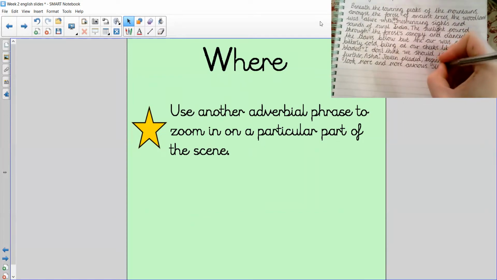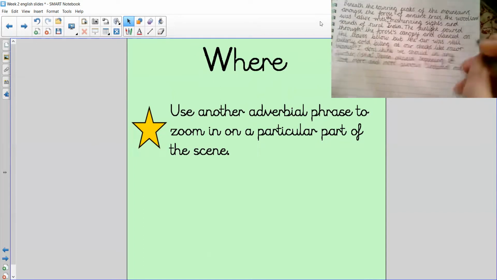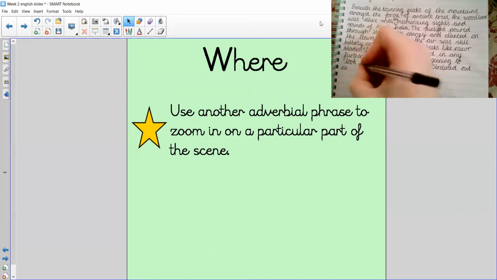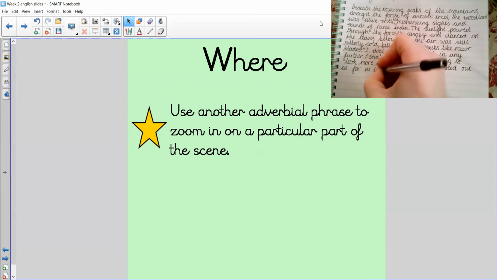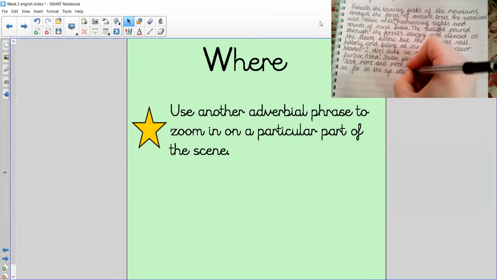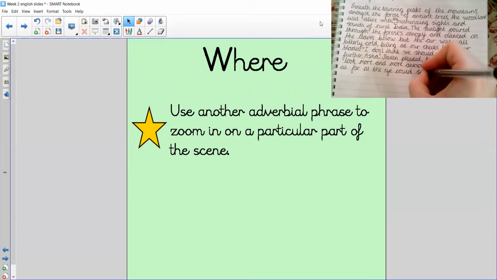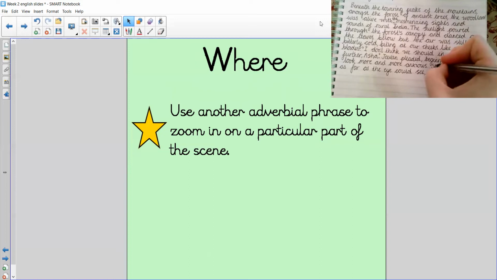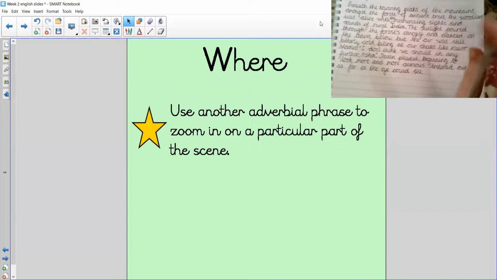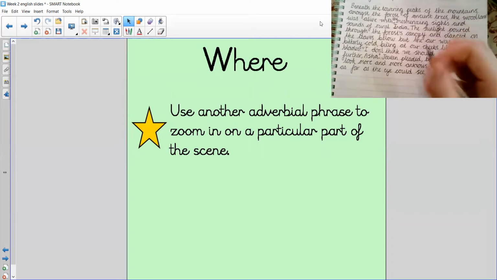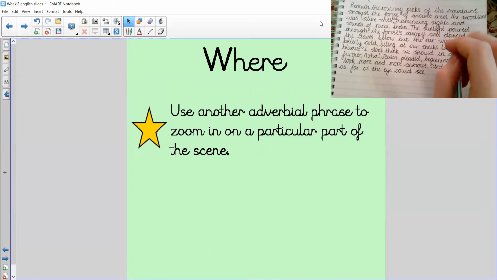So I'm going: stretched out as far as the eye could see. Okay, because that's telling the reader that this forest is very, very big and it kind of doesn't have an end almost. So that's telling me where. Stretched out as far as the eye could see, comma, because I remember I've got to separate my adverbial phrase from the rest of my sentence.